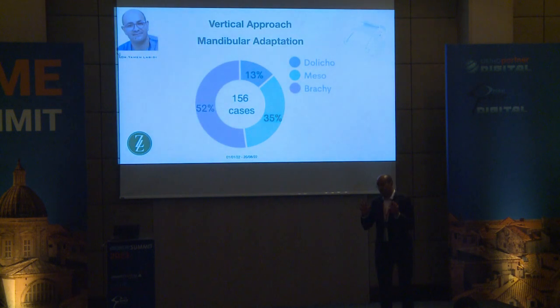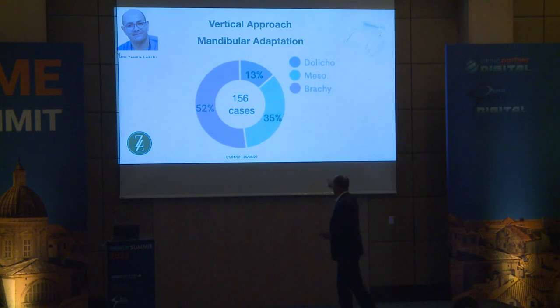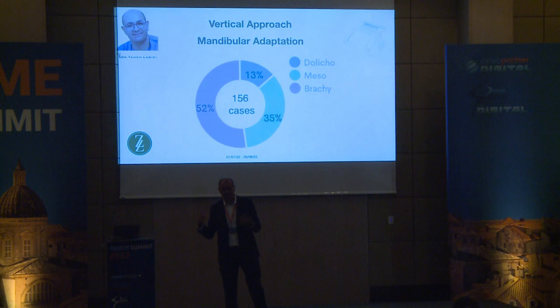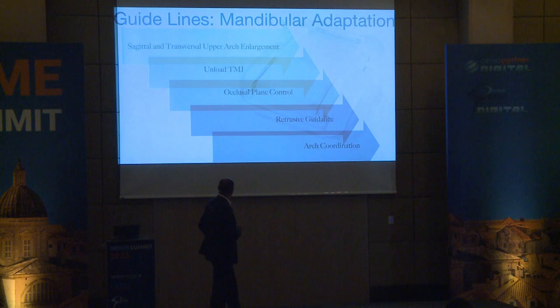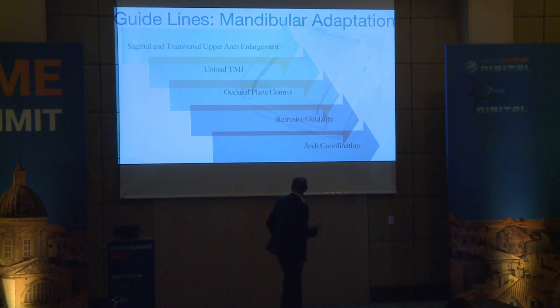So my approach is aimed at two components. First of all, the vertical approach. That's what I told you. I'm not thinking horizontal. Second, I'm really concerned about mandibular adaptation, how to let this mandible go forward in order to fix my class 2. These are my guidelines, which were also taken from the MEAW technique, and they're very interesting.